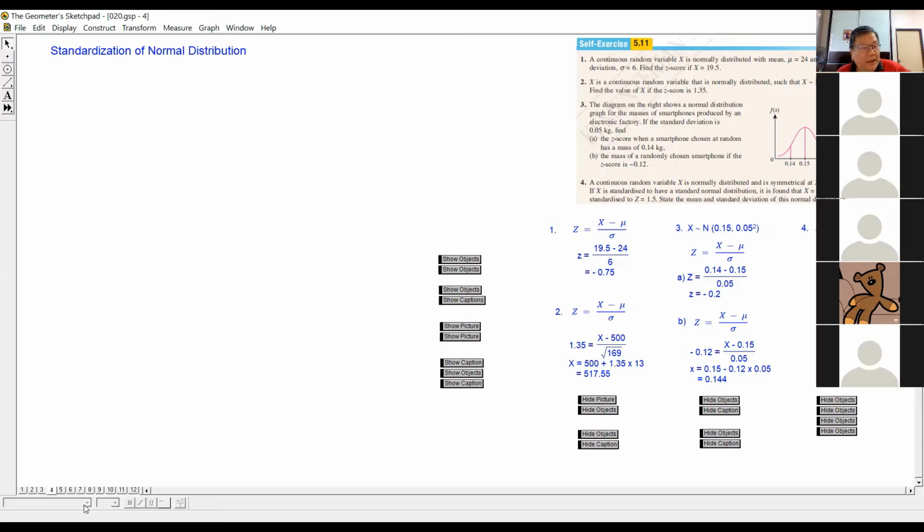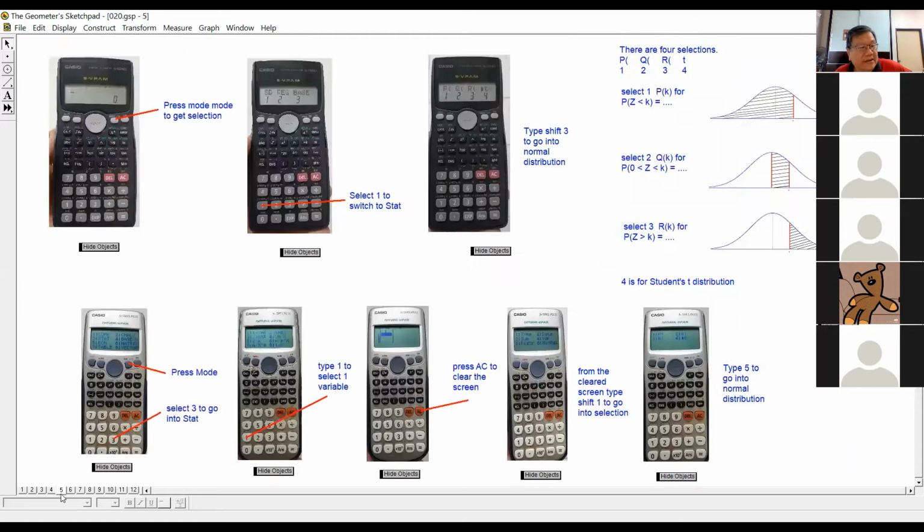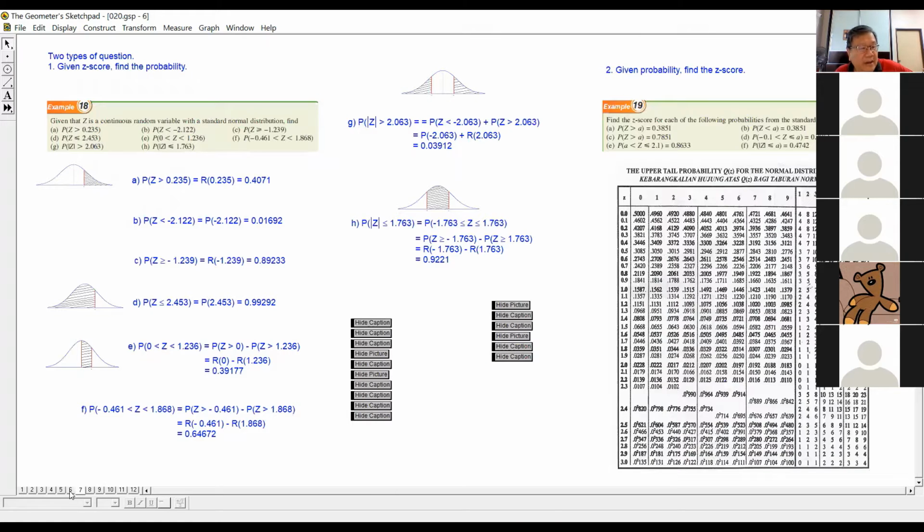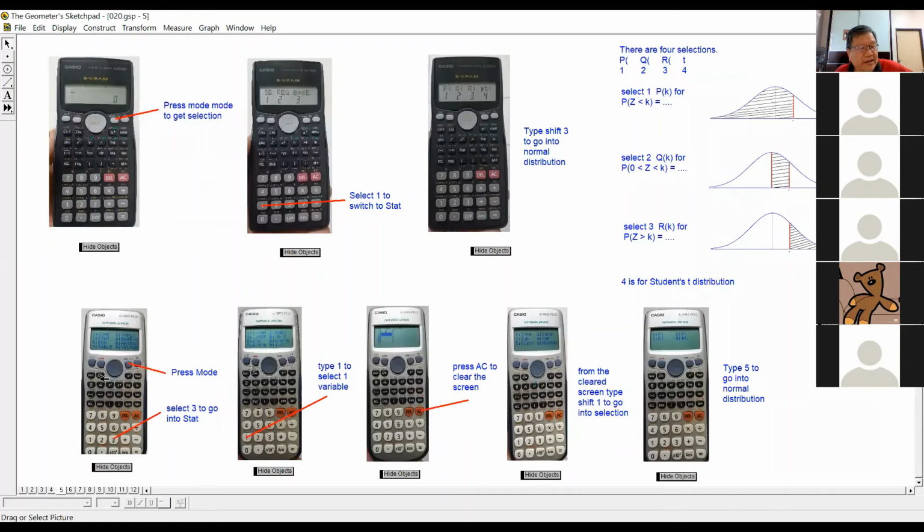The calculator and the table. The calculator is like this. The table is like this. So they have given us the table and the calculator to find the probability. We don't need to use integration to find the area under the graph.